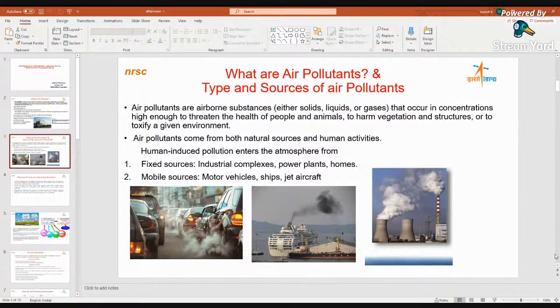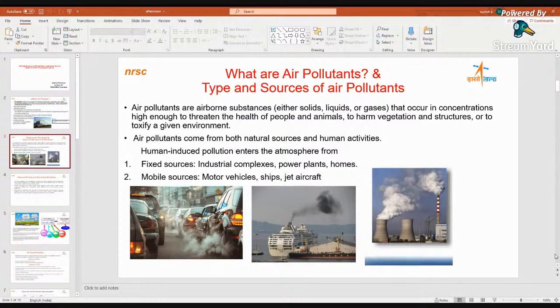So next, coming to what are air pollutants. We have seen what air pollution is, and next, what are air pollutants. Pollutants are solids, liquids, or gases in concentrations sufficient to cause a threat to people and also to animals, vegetation, etc. These come from both natural sources and human activities.